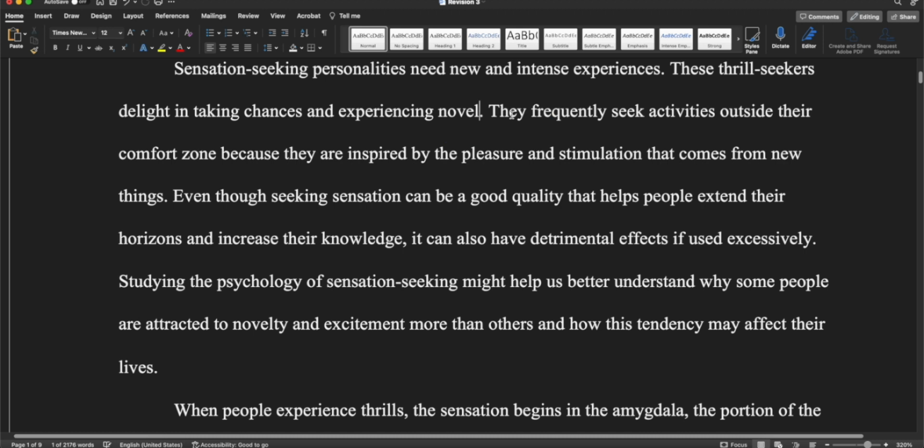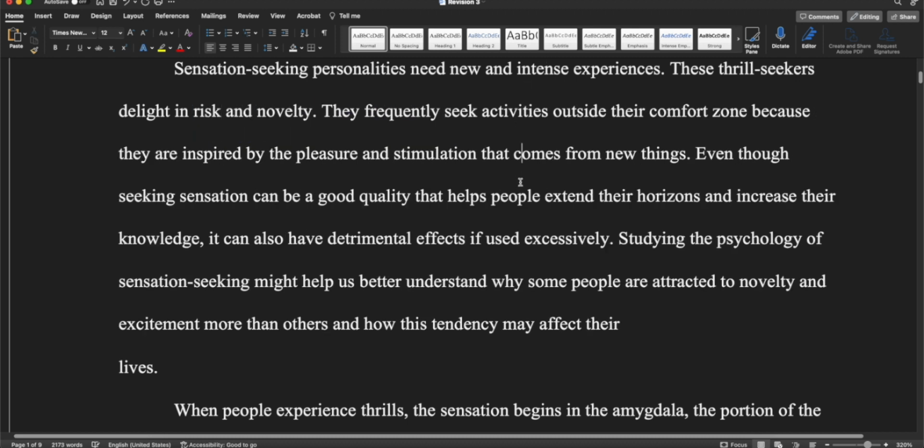We can also shorten this by saying novelty. We can even shorten this more by saying delight in risk and novelty. They frequently seek activities outside their comfort zone because they are inspired by the pleasure and stimulation that comes from new things. I don't know that we're adding anything here, right? This is another way of saying they delight in risk and novelty.